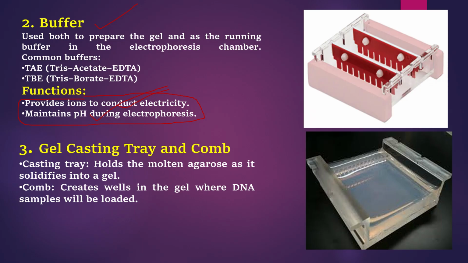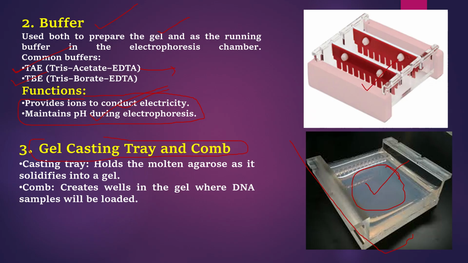Two types of buffers are commonly used: tris acetate EDTA buffer and tris borate EDTA buffer. We use both to prepare the gel and as running buffer in the electrophoretic chamber. The buffers are mixed with the agarose while casting the gel, and buffer is also poured into the tank, because the gel should be submerged in the buffer in order to carry the electric current.